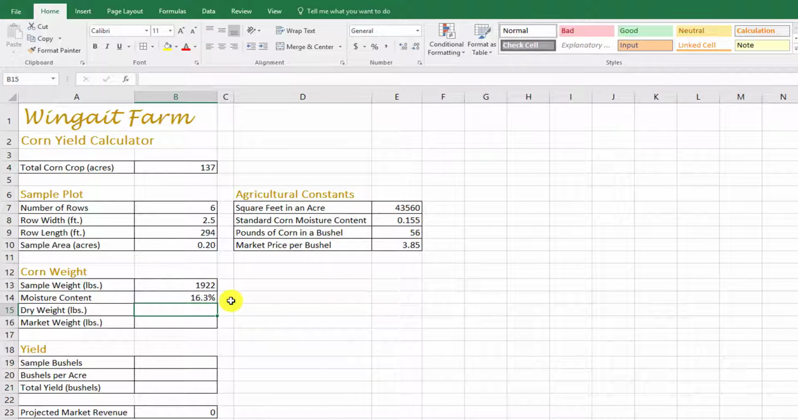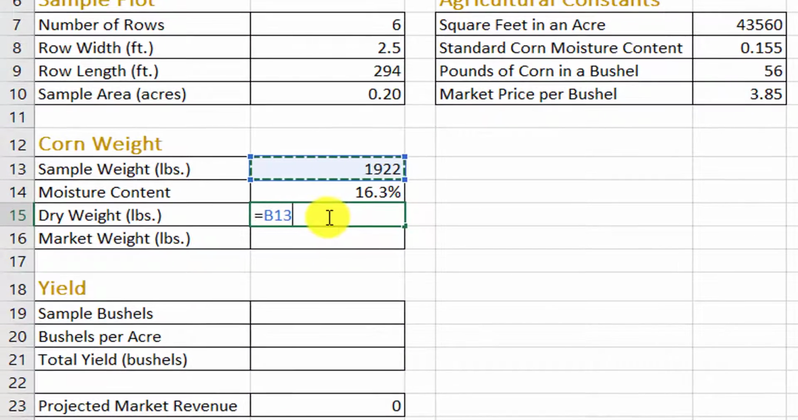So to get that, the formula would be equal, B13, use this as a reference, because if that number changes, then we don't have to redo this equation. The number will just adapt. So it's the weight times, again, you'll probably never have to know these actual equations, 1 minus the percent. You get that number, and then multiply it by the weight to get a more accurate number of the weight minus the moisture. Okay, so that's our dry weight.